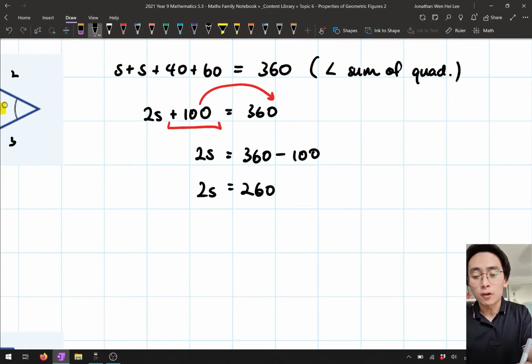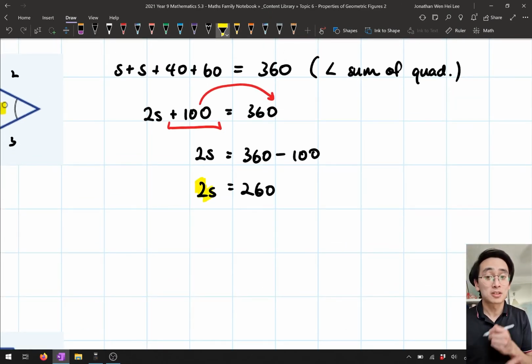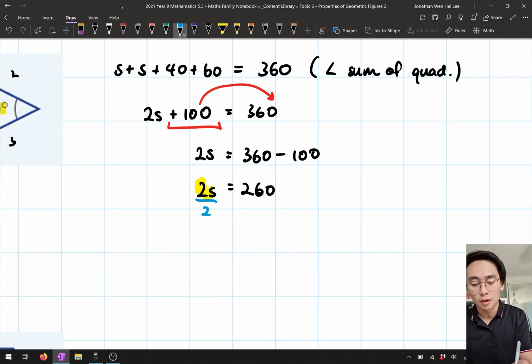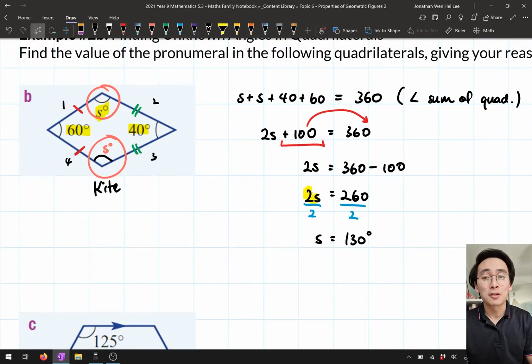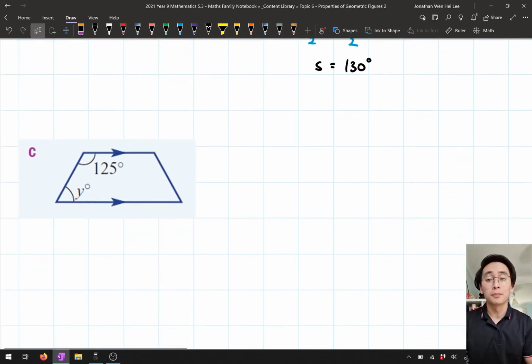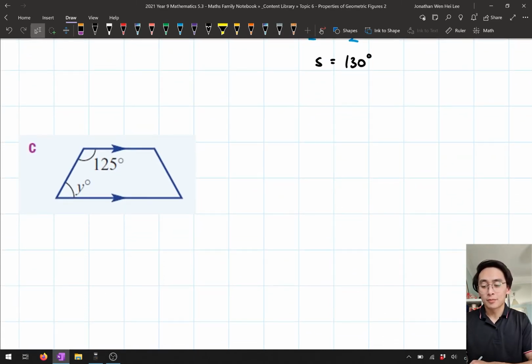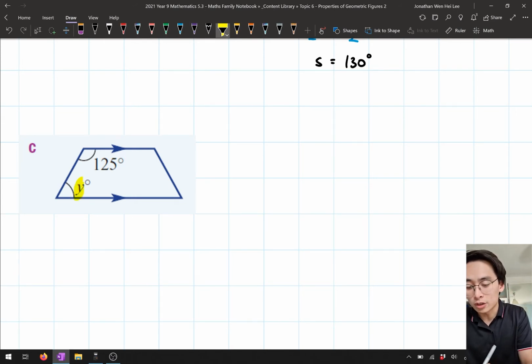And the final thing here is I've got 2 lots of S, 2S. And so if I want to get rid of that 2, I need to divide both sides by 2. And so here, S is going to be equal to 260 divided by 2, which is 130 degrees. And so that's how we can find the missing angle in here. We had to use the angle property that kites have of opposite angles being equal. And then we use that to help us find the missing angle here. Okay, let's have a look at the next example. Next example over here. I've got this shape here, and we've got these 2 angles Y and 125.